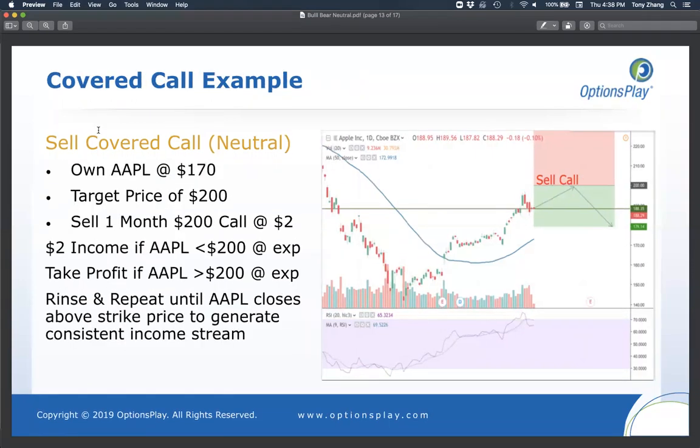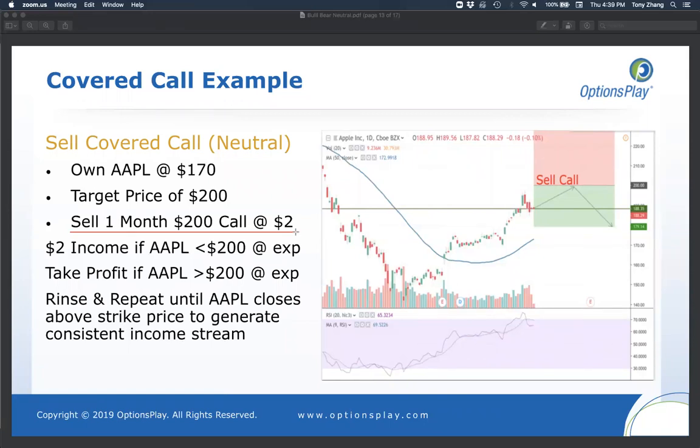So let's say you own Apple stock. Let's say you purchased this stock at 170. It's now trading at 192. You're not particularly bullish on the stock. You think it may rally in the future, but for now, you think it's just going to move sideways. But you have a target price of maybe $200. What you can do is sell that 1 month $200 call, and let's say you collect $2 by selling that call. What happens is you have effectively two outcomes at expiration.